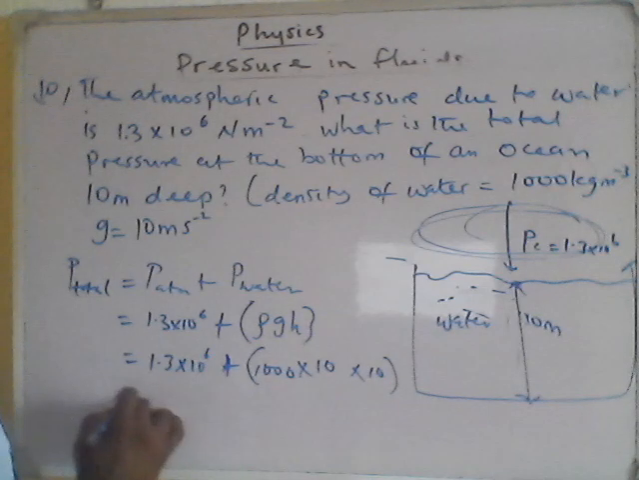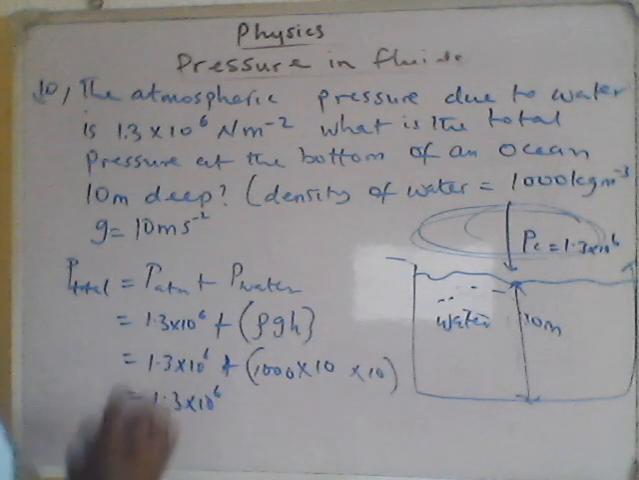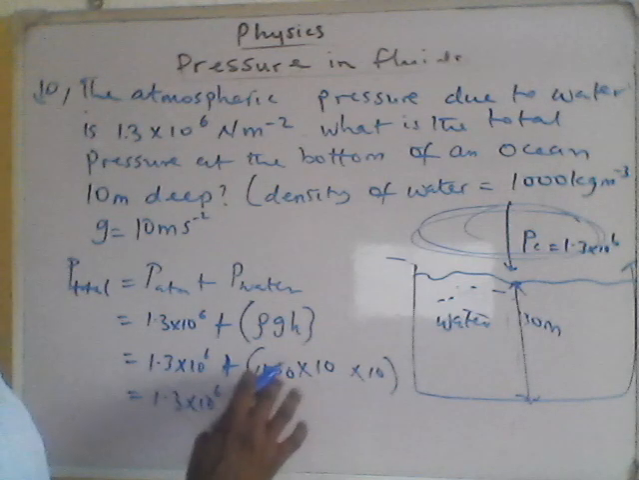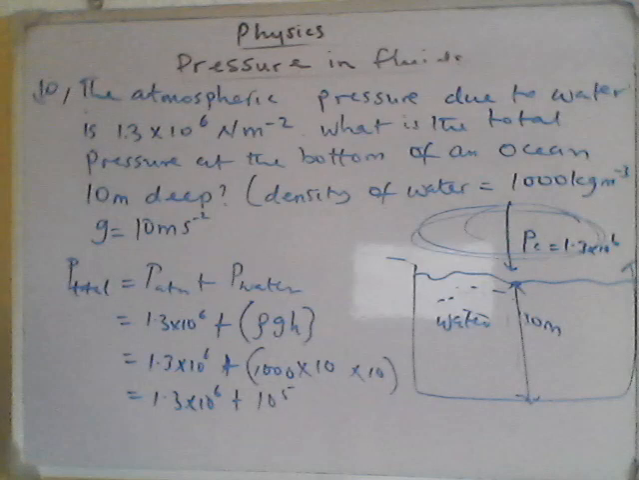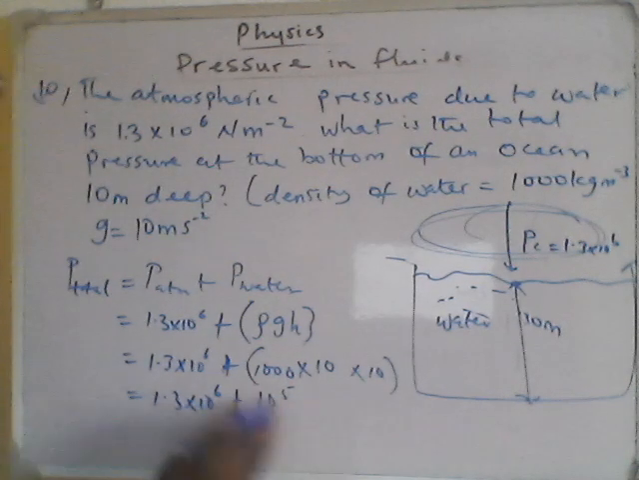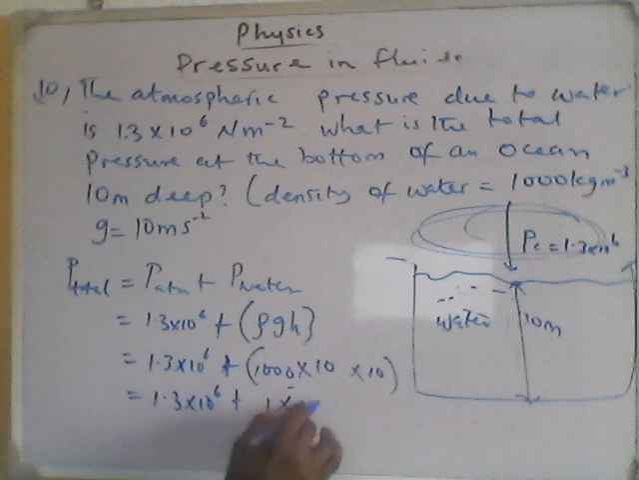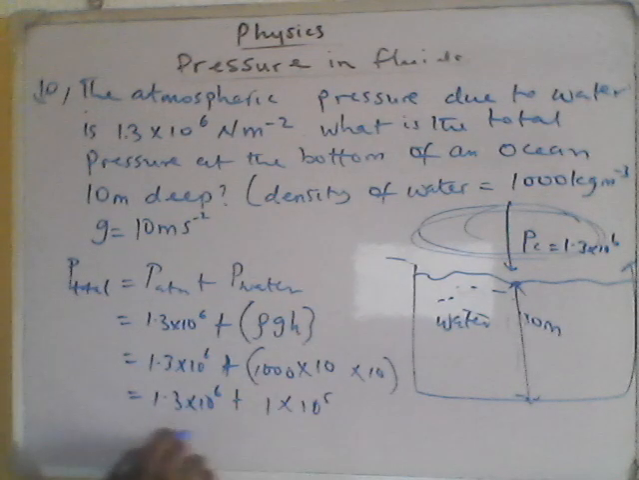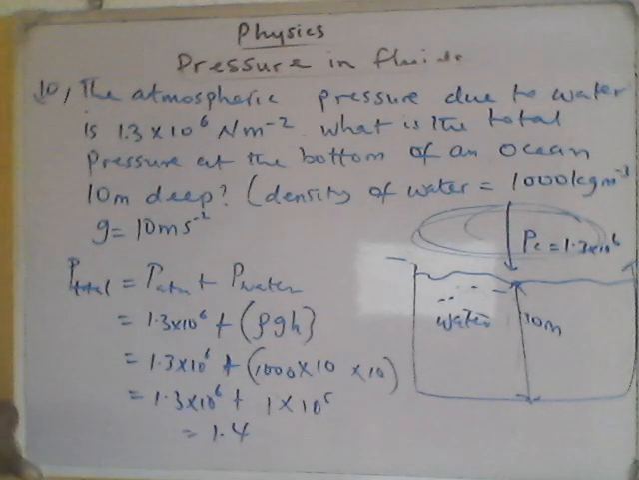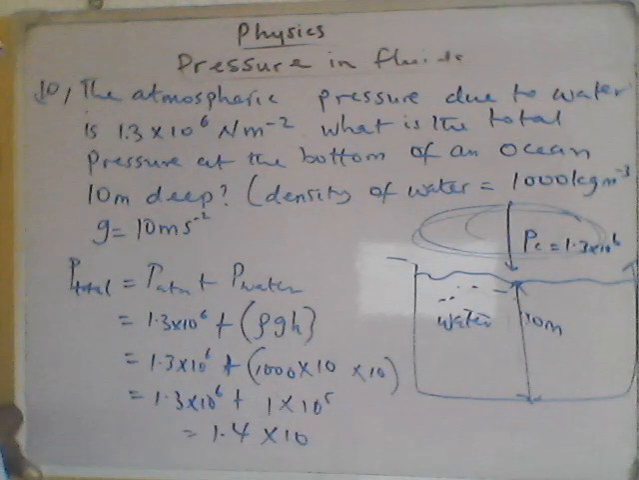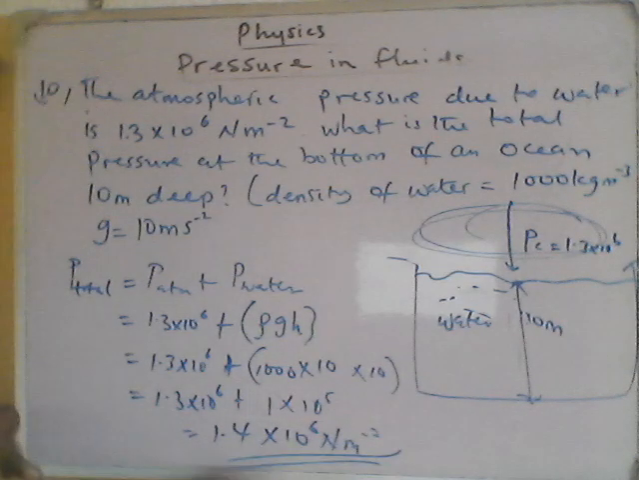So by the time I compute this, I have 1.3 times 10 to the power 6, plus 1, 2, 3, 4, 5, that is 10 to the power 5 Pascal. That is 1 plus 1 times 10 to the power 5 Pascal. So if I do the addition of this, I'll be getting 1.4 times 10 to the power 6 Newton per meter square. So this is the answer.